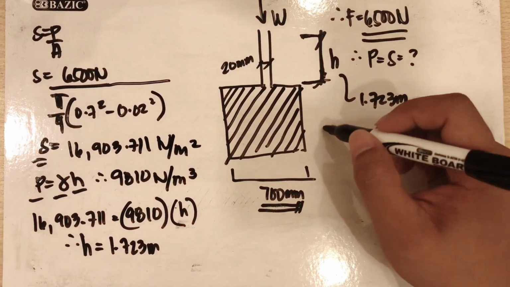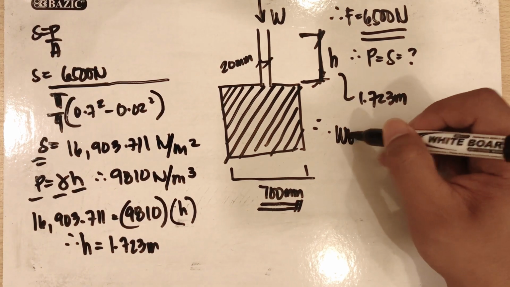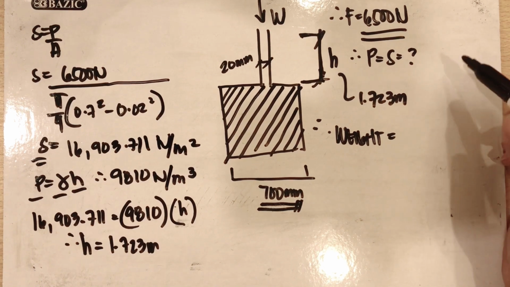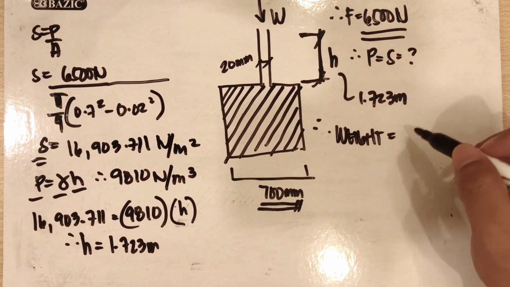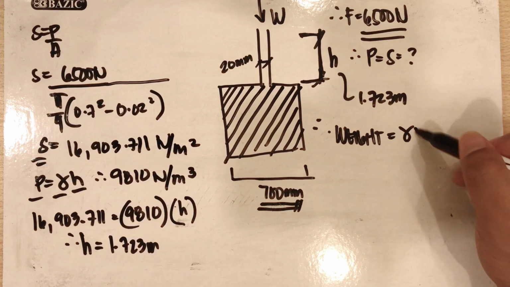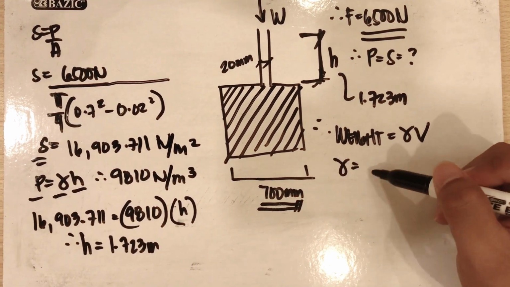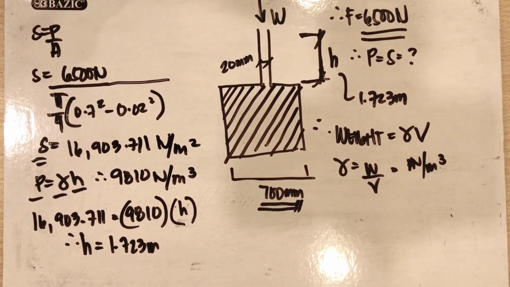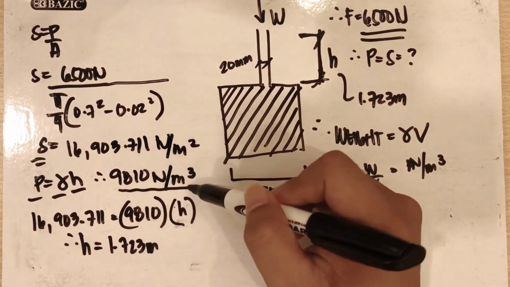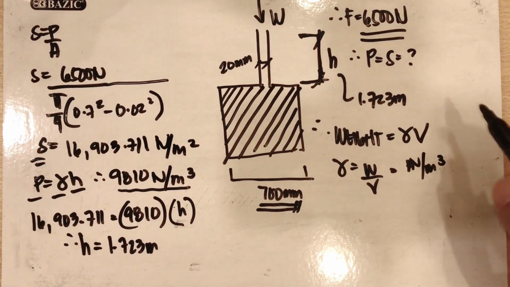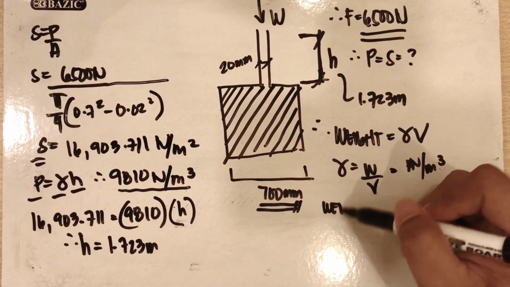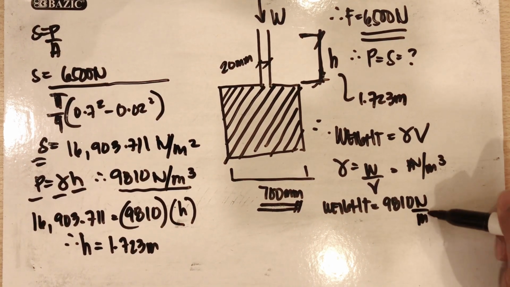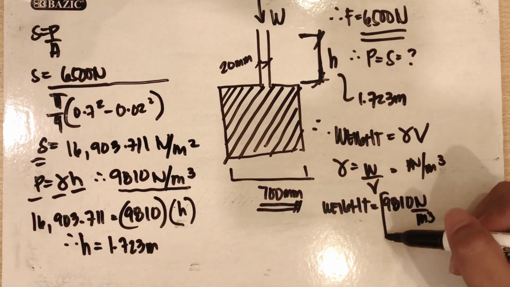So to determine the weight, we put it here. The formula for weight, if the height is given, of course we get the volume. So weight is equivalent to unit weight times volume, or gamma is equivalent to weight divided by volume. The unit is kilonewton per cubic meter. So weight divided by volume. So weight is equivalent to the unit weight, 9810 newton per cubic meter, times volume.